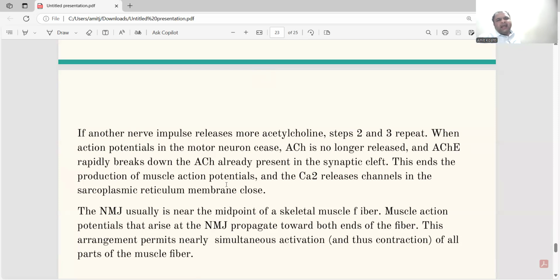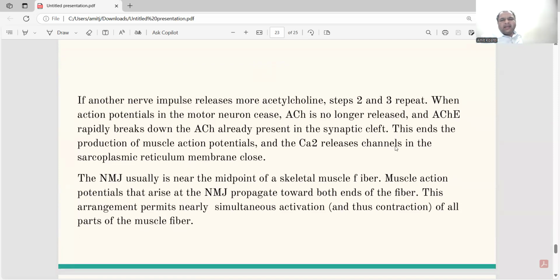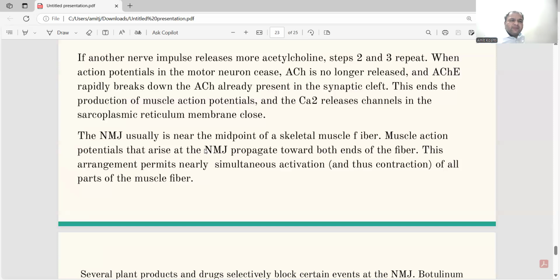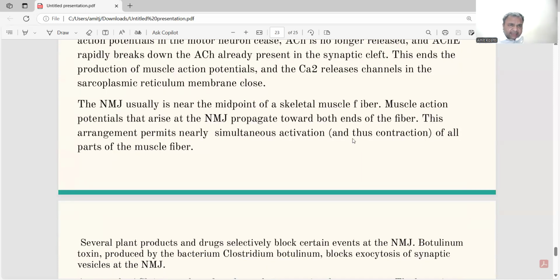The muscle action potential ends, and the calcium release channels in the sarcoplasmic reticulum membrane also get closed. The NMJ is generally near the midpoint of the skeletal muscle fiber. Muscle action potentials that arise at the NMJ propagate toward both directions of the fiber, and this arrangement permits nearly simultaneous activation, meaning contraction of all the muscle fiber at once.